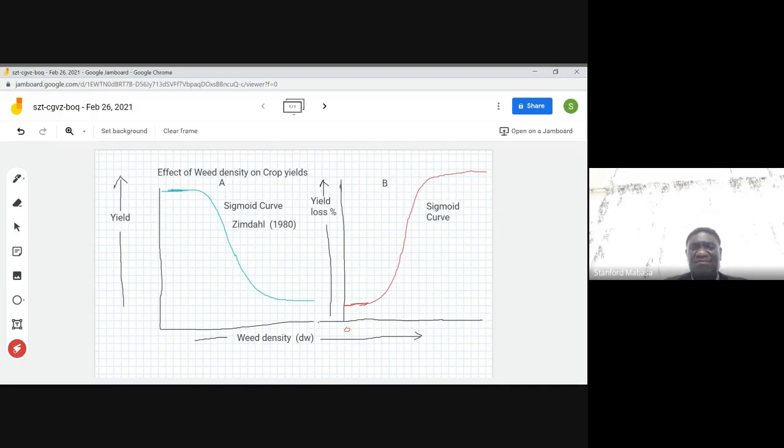Now, what is interesting is that here, it appears there is very little loss. But when we reach this point, the loss is now increasing up to this. Then it stabilizes around this area.